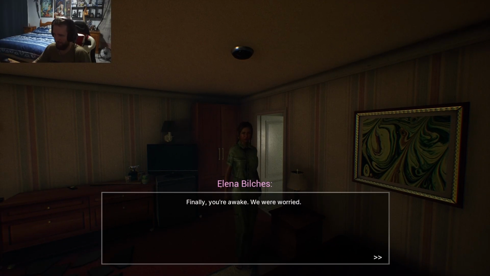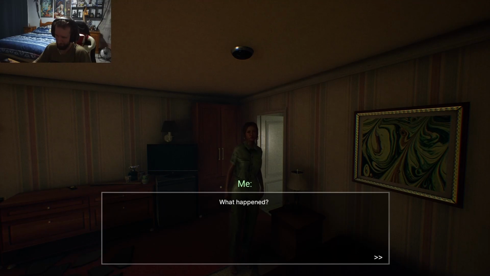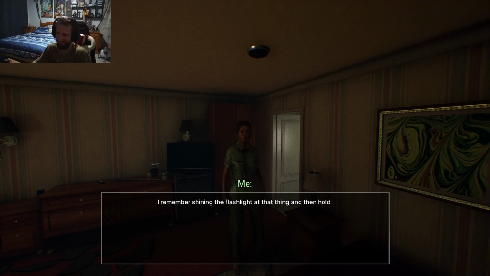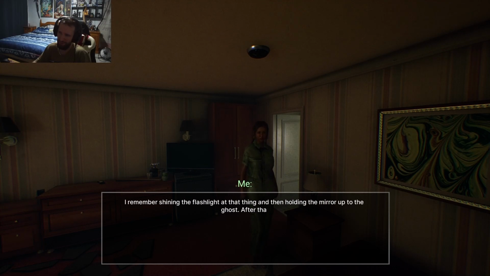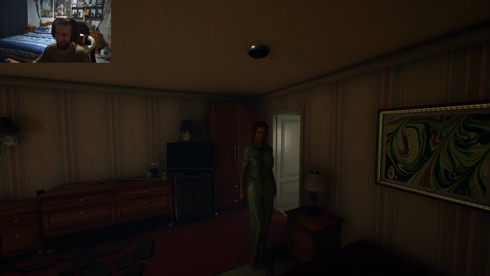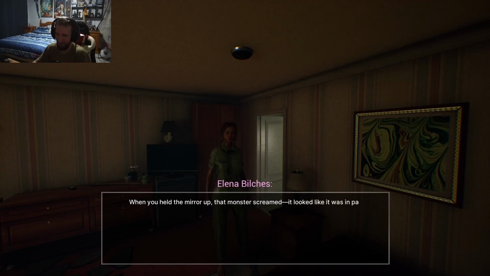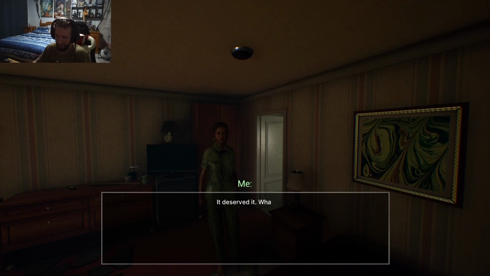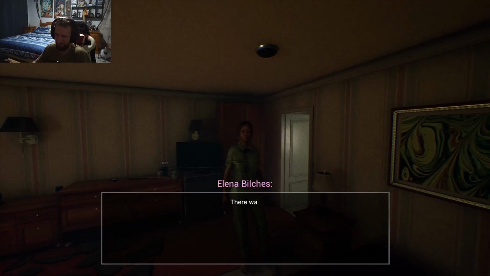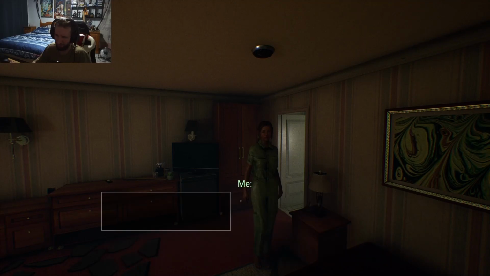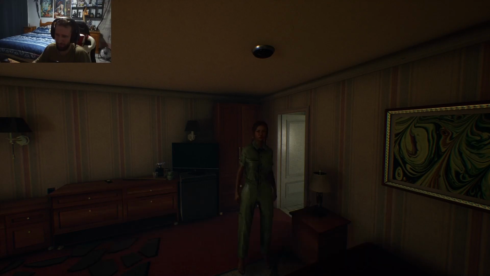Finally, you're awake. We were worried. What happened? Don't you remember anything? I remember shining the flashlight at that thing and then holding the mirror up to the ghost. After that, nothing. When you held the mirror up, that monster screamed and it looked like it was in pain. It deserved it. What happened next? There was a bright flash, and then the monster disappeared. I quickly grabbed the baseball bat and smashed the mirror. So it worked. We killed it.